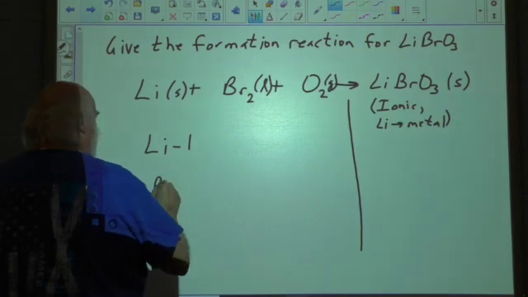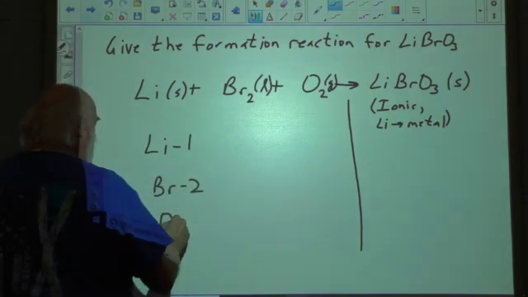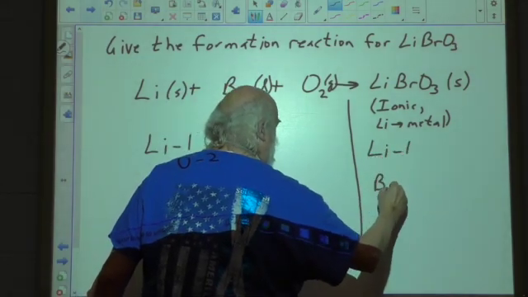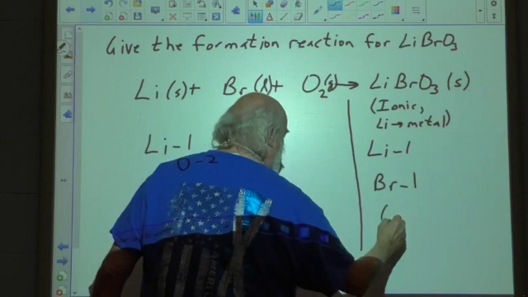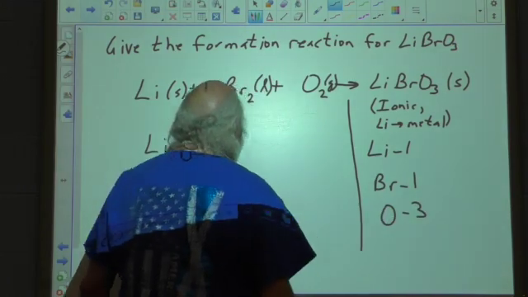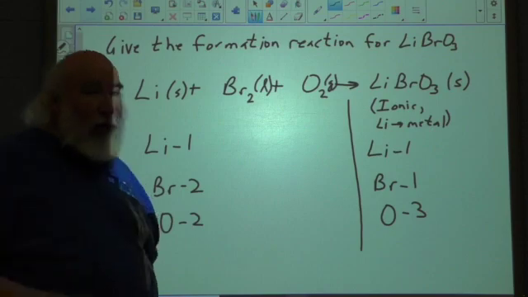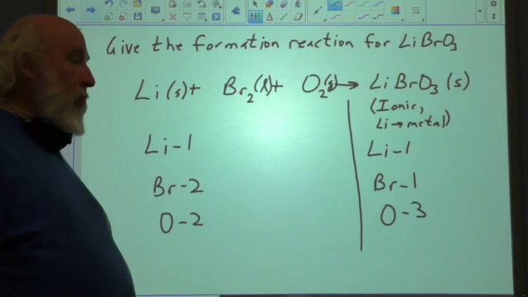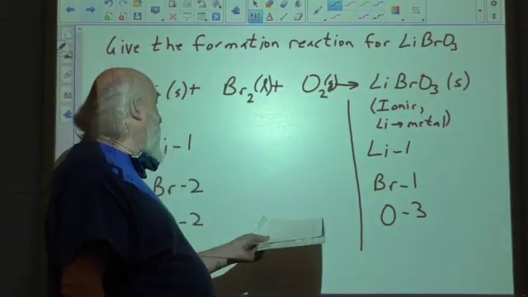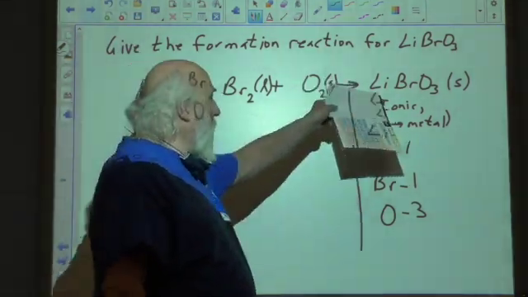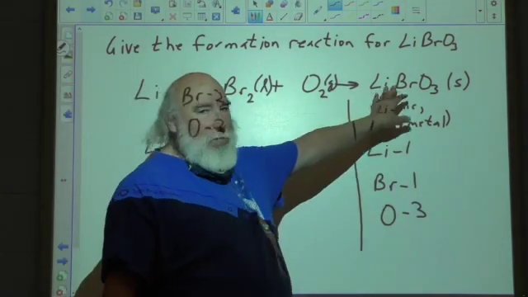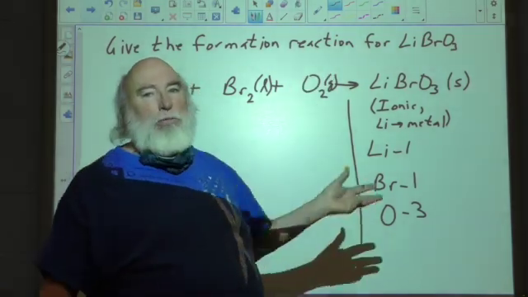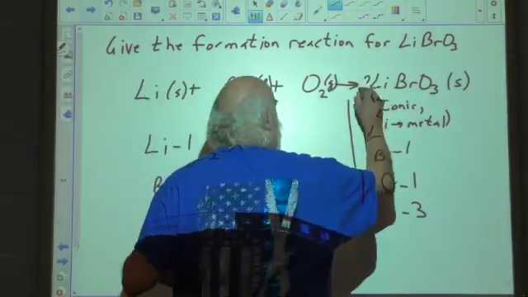Li1, Br2, O2, Li1, Br1, O3. Well, the lithiums are balanced. So we don't have to worry about lithiums, at least for the moment. Bromines, however, are not balanced. You got 2 here, you got 1 here, but we got to have a 2 here. But we don't put the 2 in the middle of the compound. It has to go in front of the entire compound that has the bromine in it. We'll put a 2 right there.